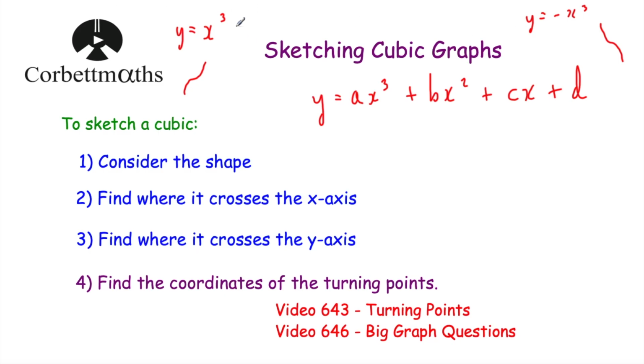And also if there's a value on the end, for instance plus 1, it would just be that graph shifted up 1 square, and perhaps if you had minus 5, it would be the same graph but just moved down 5 squares. However, a lot of the time in GCSE Further Maths we'll have more than just those simple cubic graphs.